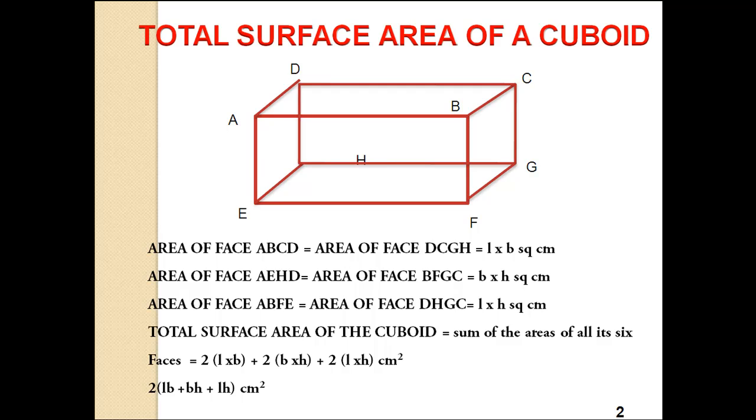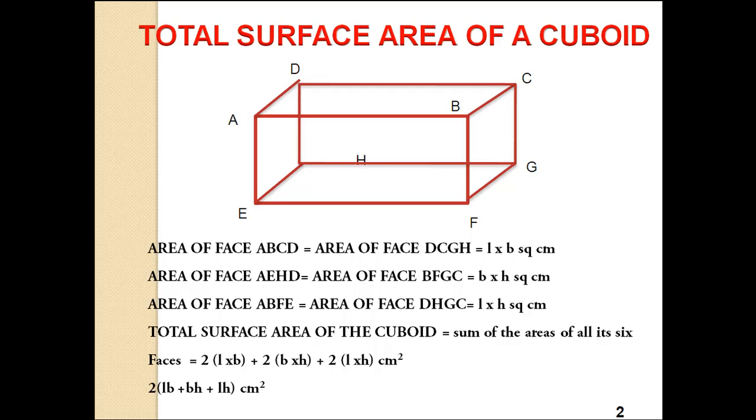Total surface area of a cuboid. Area of face ABCD equals area of face DCGH, that is L into B square centimeter. Area of face AEHD equals area of face BFGC, equal to B into H square centimeter. Area of face ABFE equals area of face DHGC, equal to L into H square centimeter.